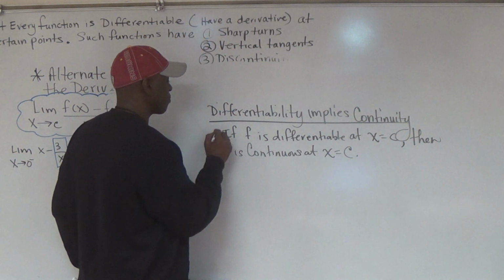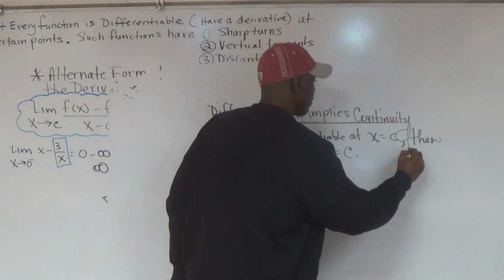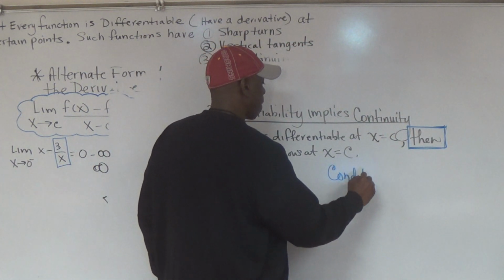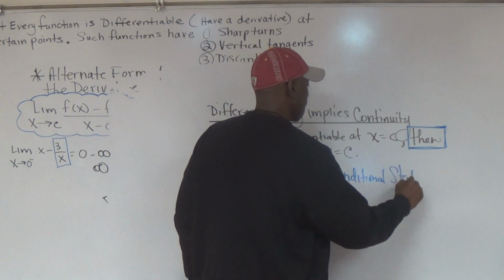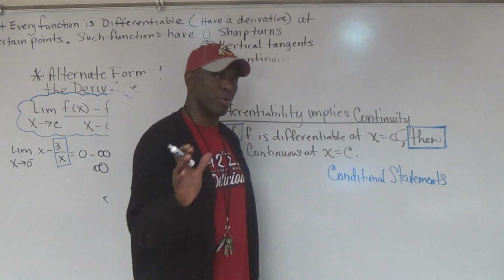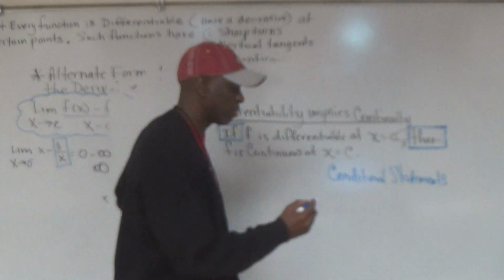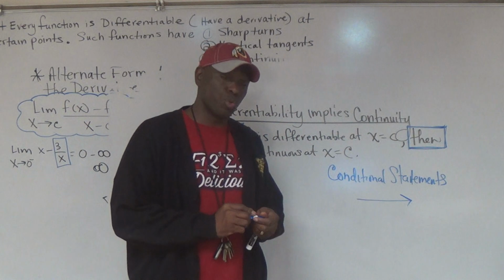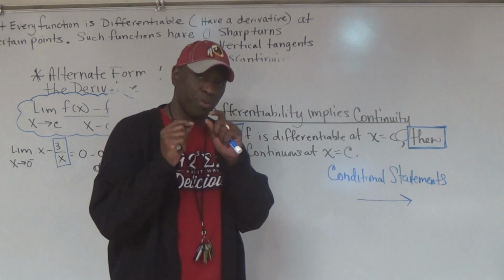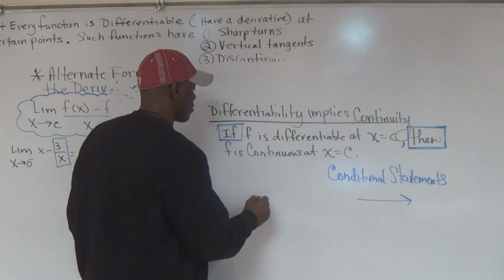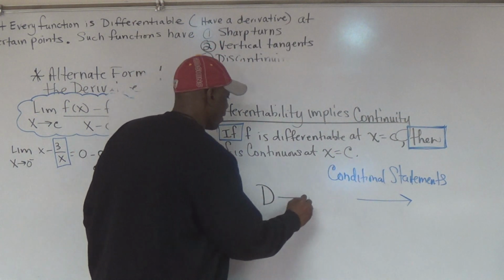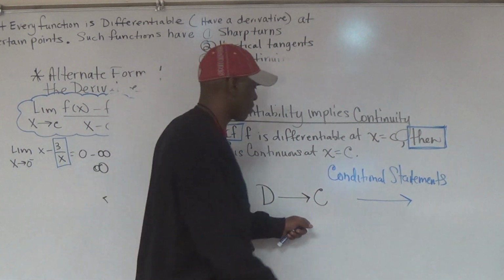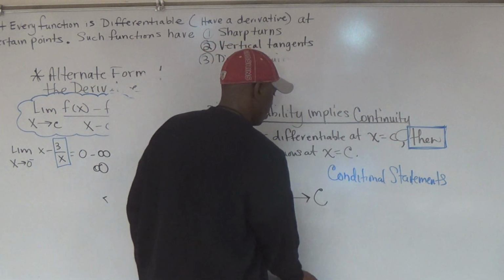Let's go back to geometry. We have an if-then statement. These are what we call conditional statements. If you remember, conditional statements use the arrow. If a function at a point is differentiable, then it's continuous. I can write it like this: if it's differentiable at a point, then it is continuous. This is called the conditional statement.